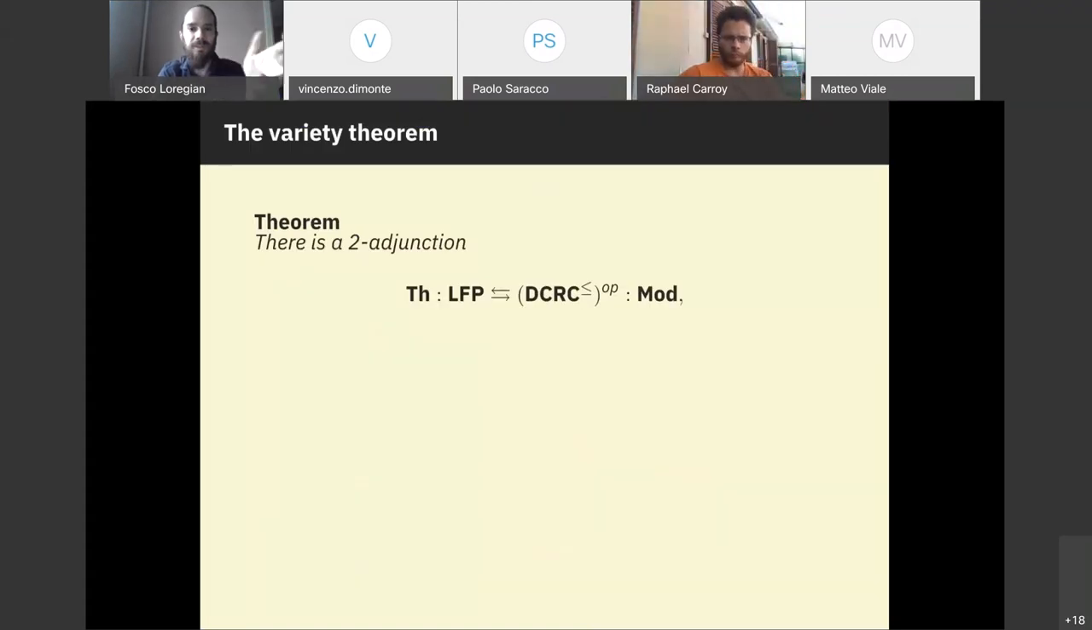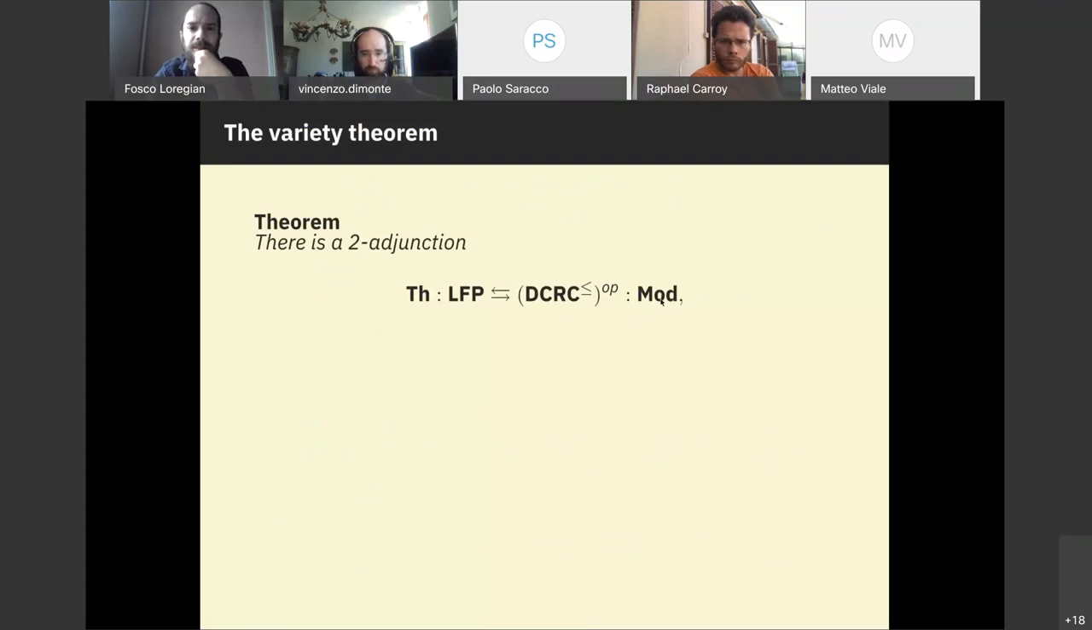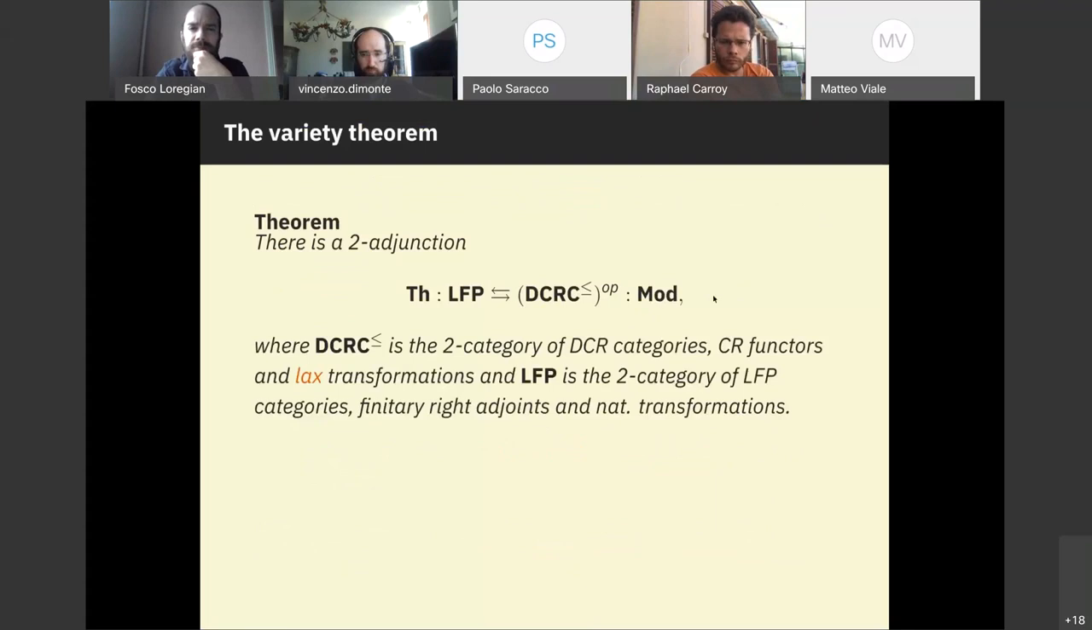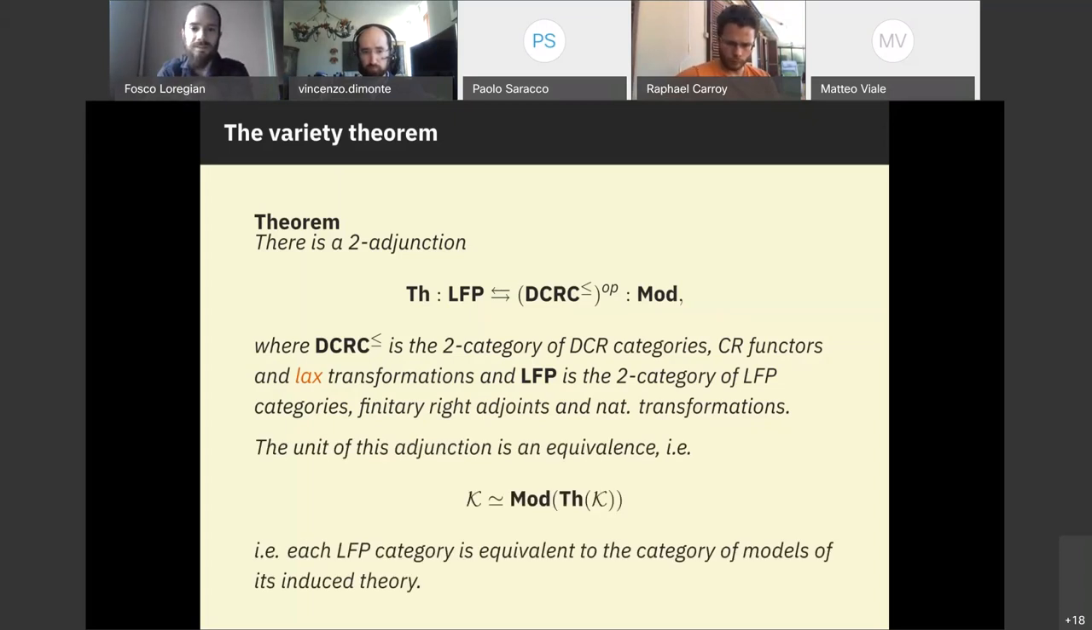Okay, so the theorem is the following. There is a contravariant adjunction between the CRC less or equal, which means the requirement over natural transformations over two cells, they are lax, naturality squares commute up to inequality, and locally finitely presentable categories. LFP is the same category as in Gabriel-Ulmer duality. The CRC is the CR categories, Cartesian restriction functors, and lax transformations. Okay, the unit of this adjunction is an equivalence, and this means that every LFP category is exactly equivalent to the category of models of the theory I can extract from it.